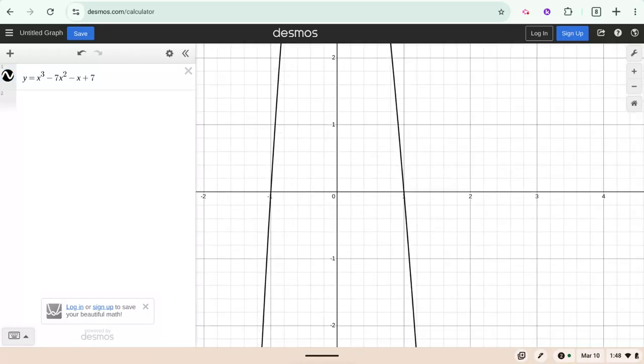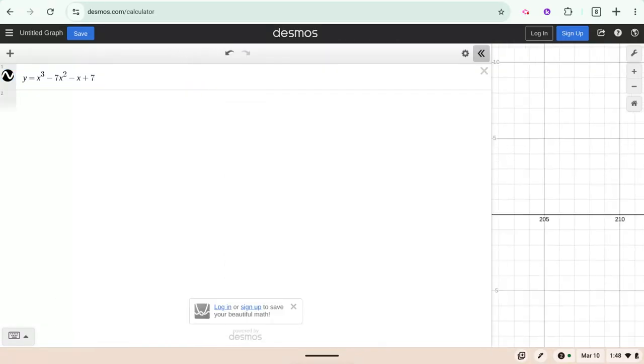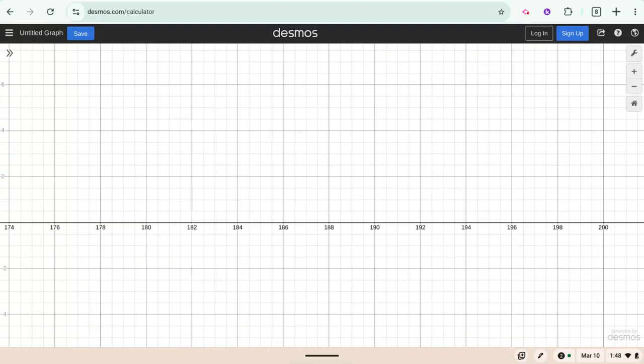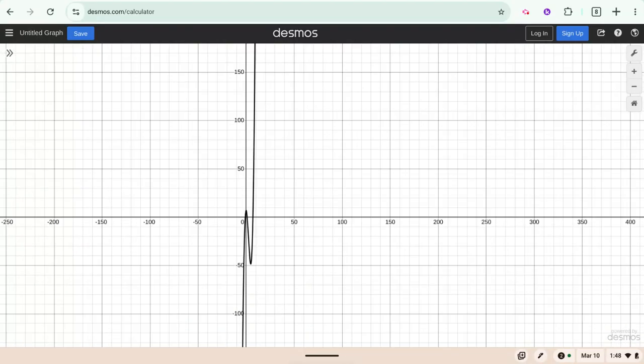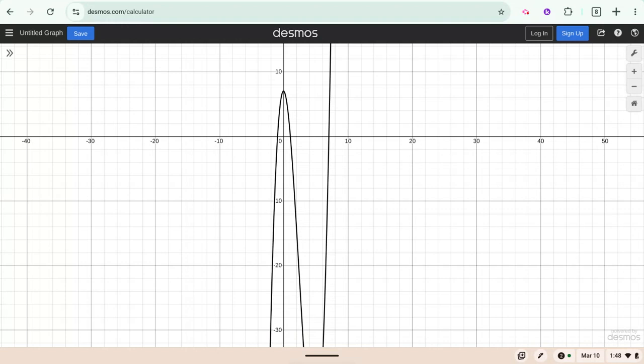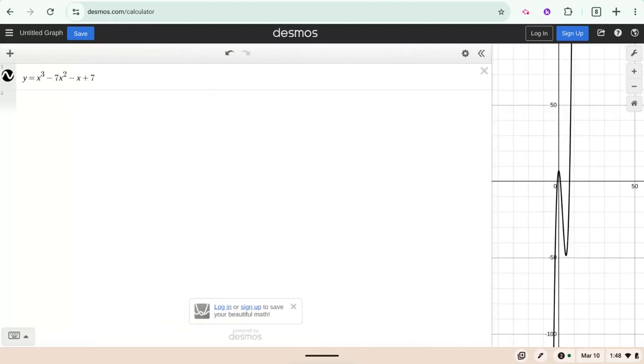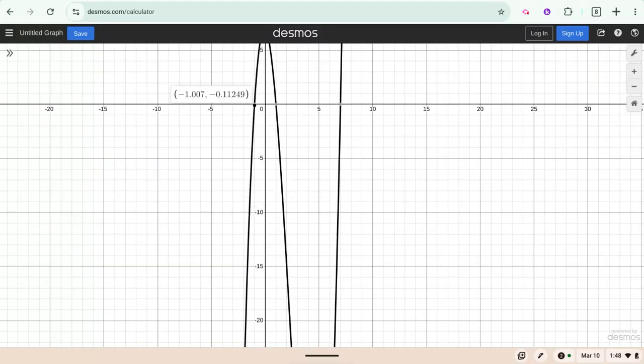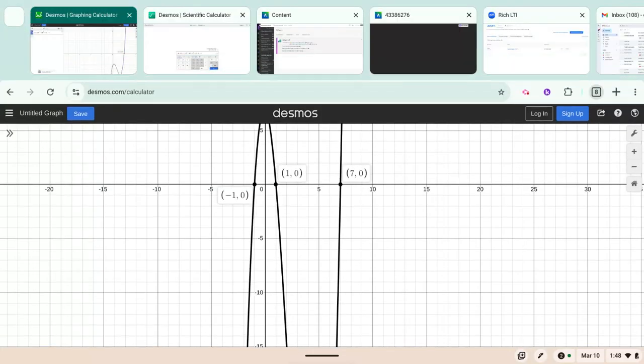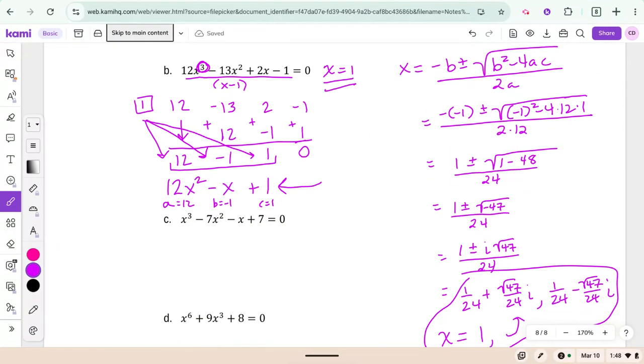I expect 3 solutions. Scrolled too weird, didn't I? Here we go. I expect 3 solutions, and guess what? I've got 3 solutions. My solutions are negative 1, positive 1, positive 7. It just can't get any more beautiful than that. So here, x equals negative 1, 1, and 7.